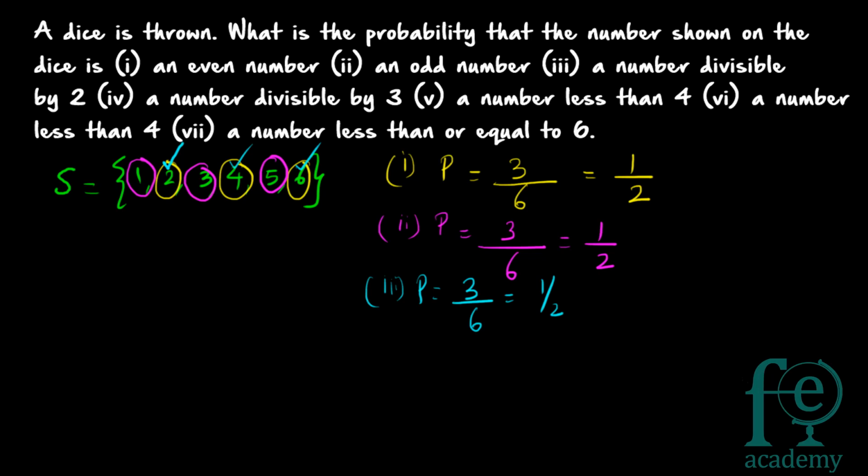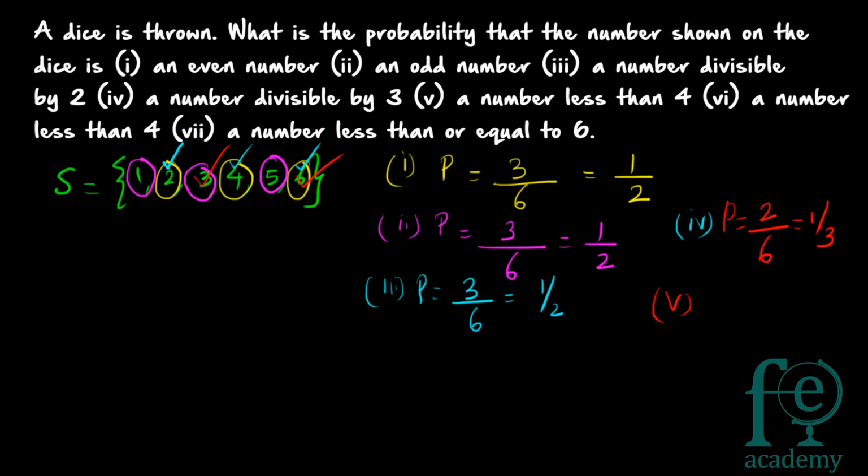The next question, a number divisible by 3. So how many possible outcomes are there? There are 2 favorable outcomes. One is 3 and the second one is 6. So the probability will be equal to 2 divided by 6. 2 is the number of favorable outcomes and 6 is the total number of outcomes.